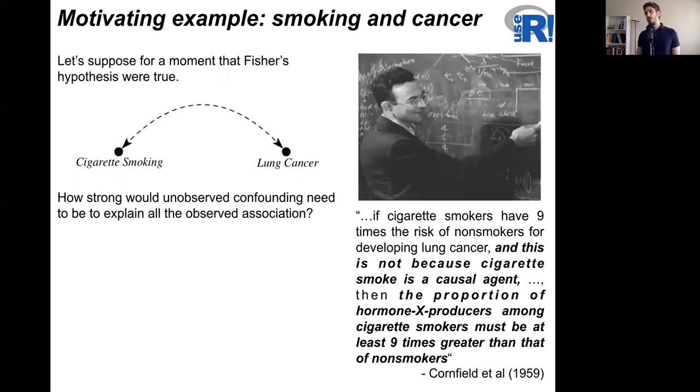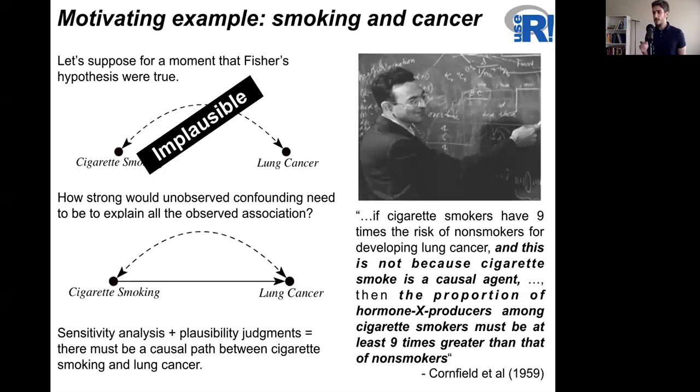That is what Cornfield computed, and they concluded that if smokers had 9 times the risk of non-smokers to develop lung cancer, and this is not because cigarette smoking is a causal agent, then the unobserved confounder would need to be at least 9 times more prevalent in smokers than in non-smokers. The opinion of the experts at the time was that no gene or hormone could possibly be that tightly linked to smoking, and Fisher's hypothesis was judged to be implausible. So the logical conclusion of our sensitivity analysis is that unobserved confounding cannot explain all the observed association, and there must be at least some causal path between cigarette smoking and lung cancer.